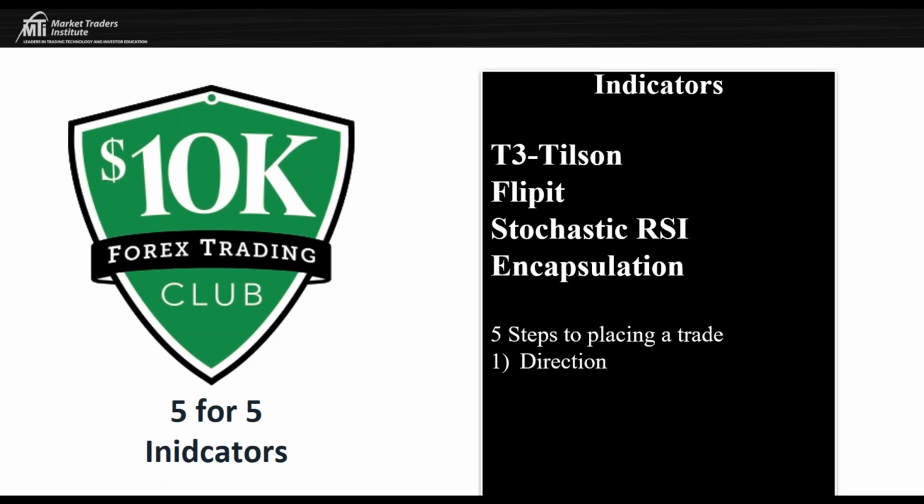5 steps to placing trades: direction, entry, stops, limit, and you have to have fun. Each indicator will have a purpose. So for example, T3 Tilson will have the purpose for direction. The Flipit will have the purpose of entry. The stochastic RSI will have the purpose of direction. The encapsulation tool will assist us in identifying where is the appropriate place for stops, if not limits as well. So we're going to be utilizing a handful of different indicators, but for a purpose, okay?